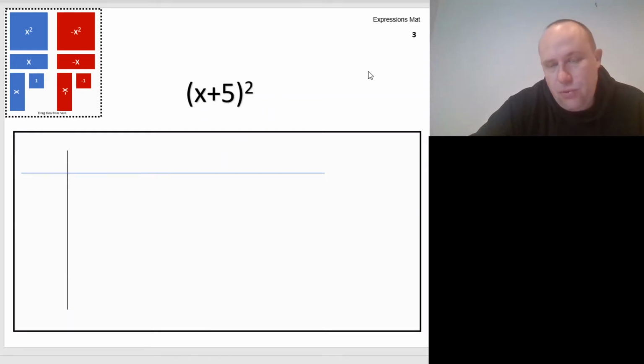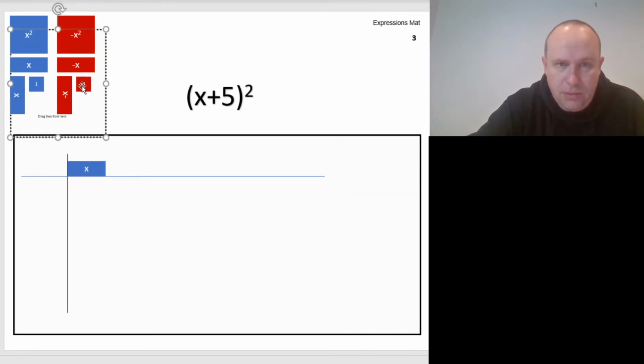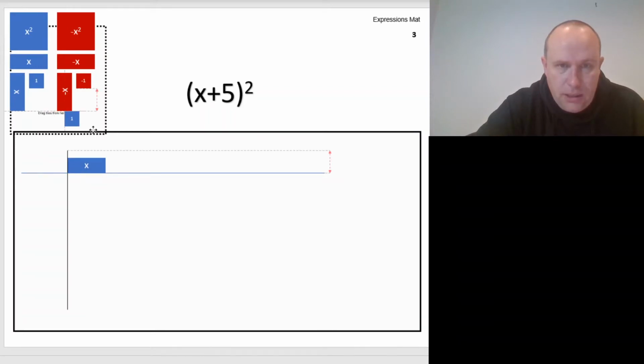Now, what we're eventually working toward is me not giving you the starting point for this question. So for x plus 5 squared, you would have to do the little part yourself. So you'd have to put an x. Remember, squared means multiply by itself as well. So this means x plus 5 times x plus 5.